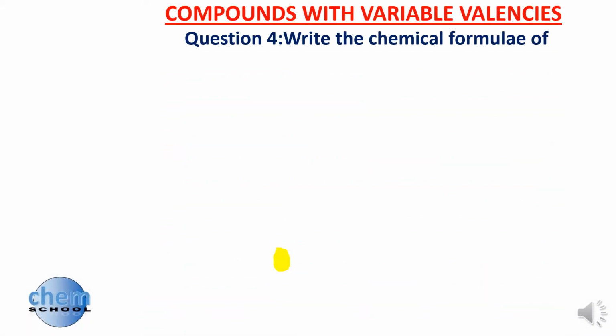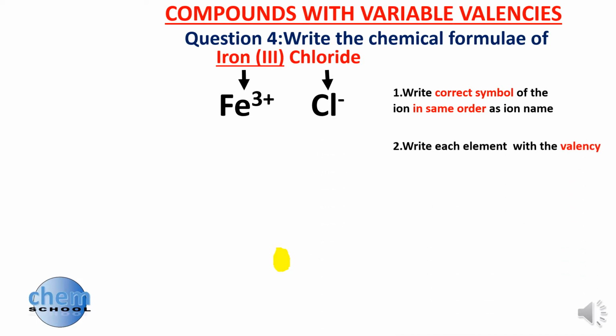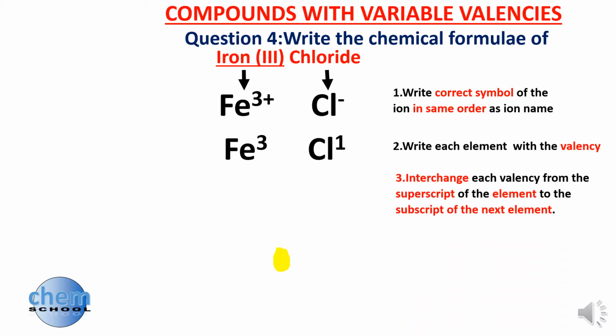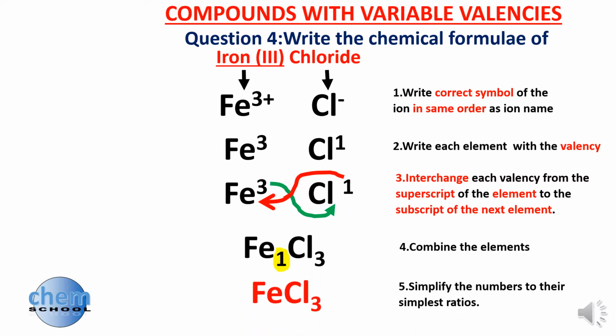Again, in the second example, we shall be able to write the chemical formula of iron 3 chloride. Therefore, write the correct symbol of the ion in the same order as the ion name, and then the valencies correctly. After the valencies, interchange each valency. After interchanging, combine the elements, then simplify them to get iron 3 chloride.